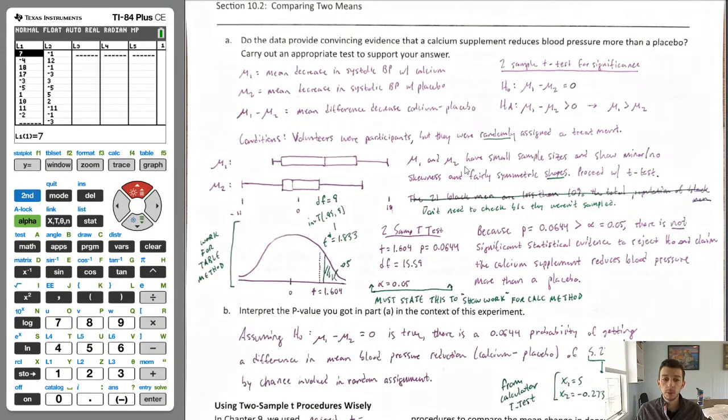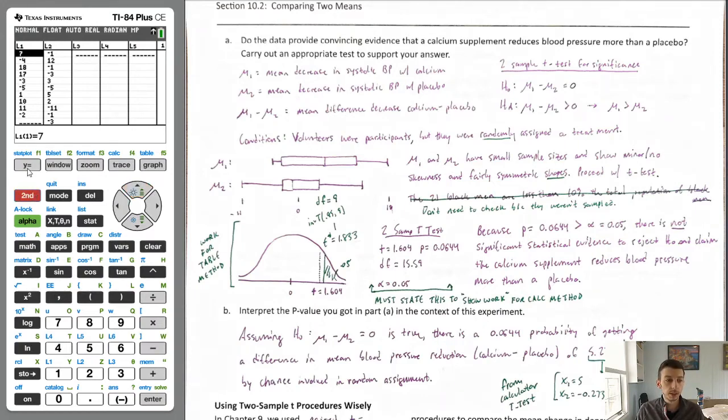Also, mu1 and mu2 have small sample sizes, the distributions for these. So really this should be your sample. I wrote the population here. Should have used better symbols here.